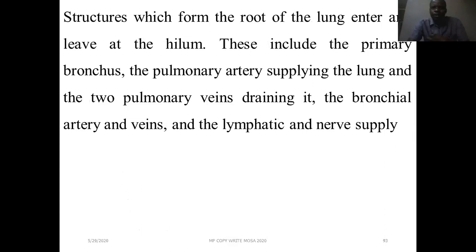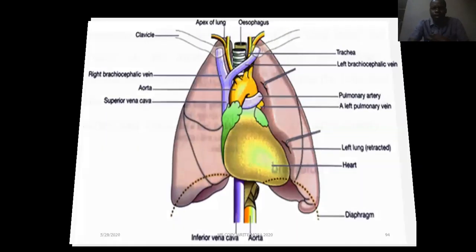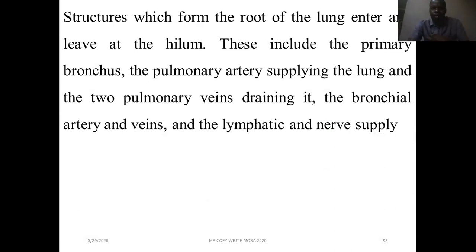Structures which form the root of the lung enter and leave at the hilum, like I've said already. These include the primary bronchi, the pulmonary arteries supplying the lung, and the two pulmonary veins draining it. The bronchial arteries and veins and the lymphatic and nerve supply to the lung. All of them enter through the hilum.